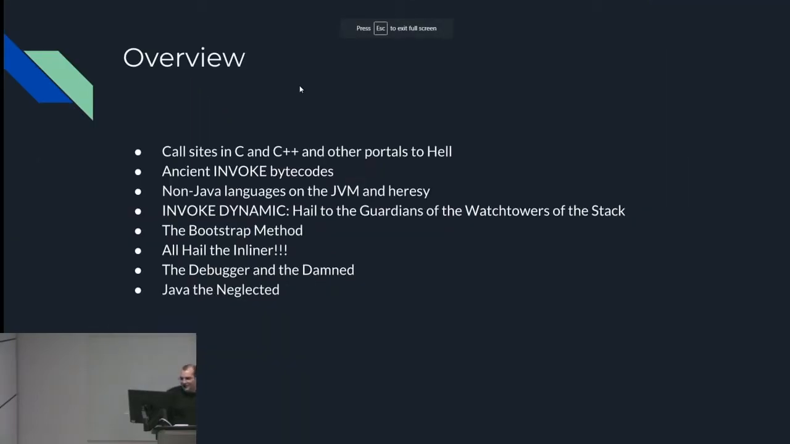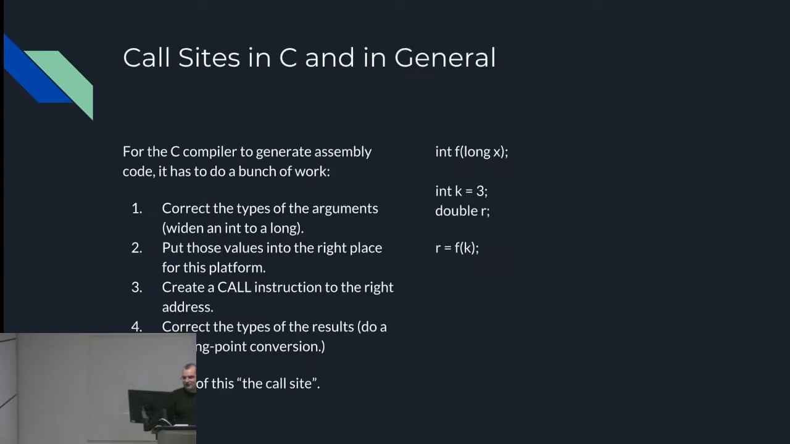So we're going to talk about CallSites, and to do that, we're going to talk about those in not Java, because it's easier to start with something that isn't as complicated as Java. Then we're going to talk about the invocation bytecodes that already existed in Java, putting a non-Java language on the JVM, what INVOKE Dynamic is and why you'd want it, the Bootstrap method, which is part of what INVOKE Dynamic requires, how Java optimization works, and a little bit about the debugger, and then we'll go back to some use of this in Java itself.